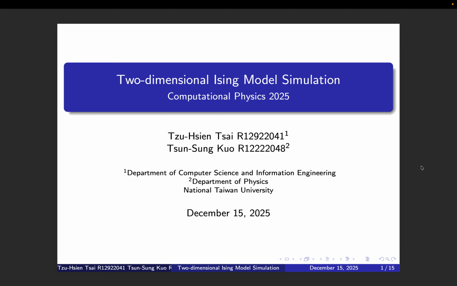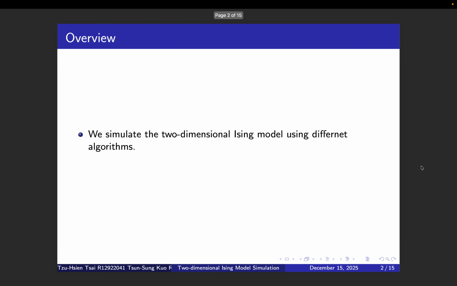The topic of our final project is the two-dimensional Ising model simulation. In this project, we are going to simulate the two-dimensional Ising model using different algorithms.